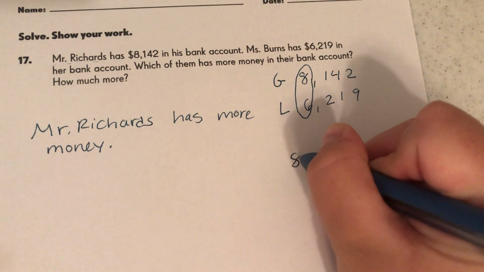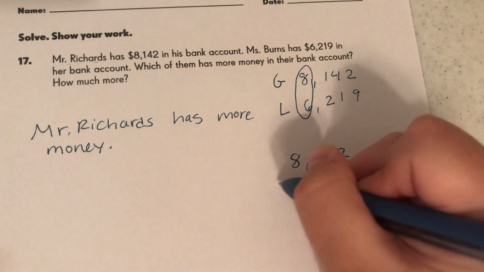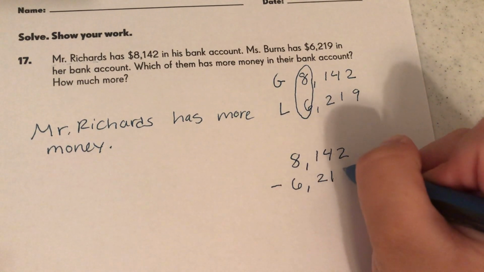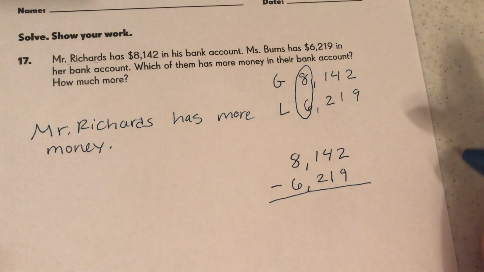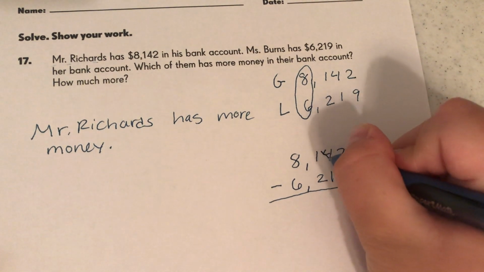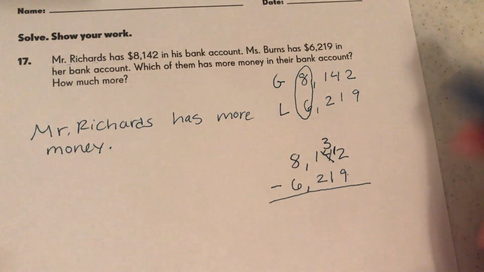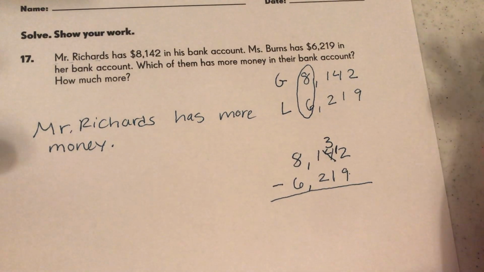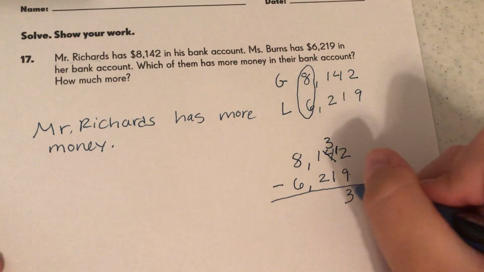So I need to say if I started with 8,142 and I took away 6,219 to find the difference, what would that difference be? 2 minus 9, can't do it, so I borrow. I take one of my 10s and turn it into 10 ones. What's 12 minus 9? 9, 10, 11, 12, 3. 3 minus 1 is 2.